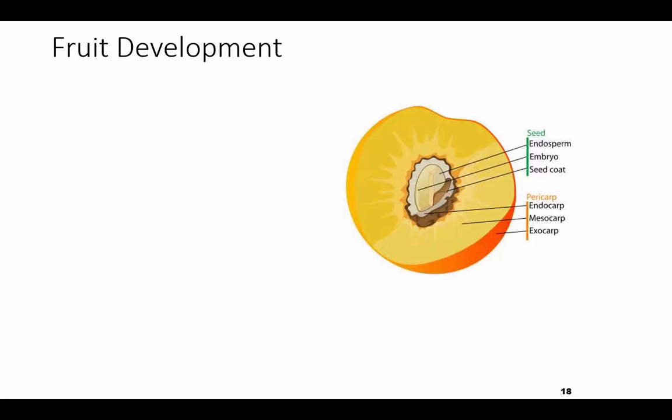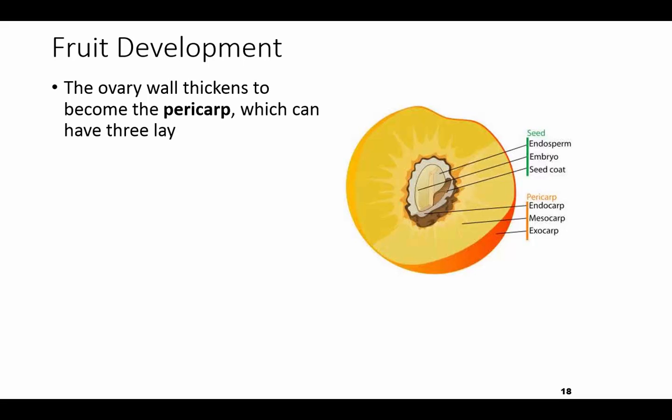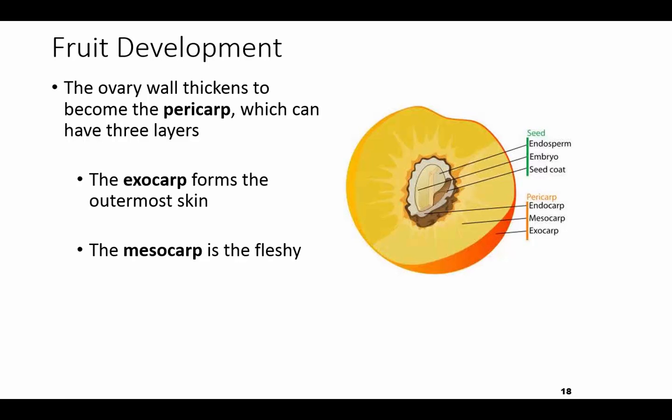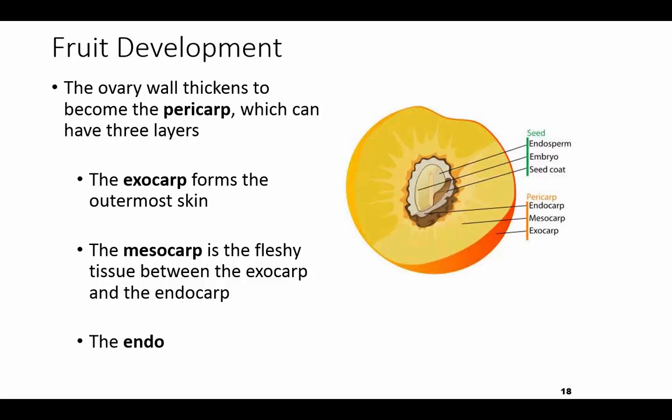Now looking at the fruit, the ovary wall thickens and it becomes the pericarp, which has three layers, and you can look over there at the diagram and see the three layers. You've got the exocarp that forms the outermost skin. You have the mesocarp, that's the fleshy part that we like to eat. It's between the exocarp and the endocarp, and then the endocarp is the boundary that's around the seed.